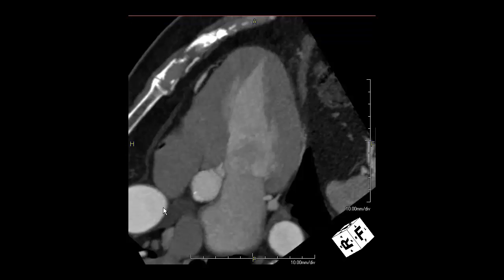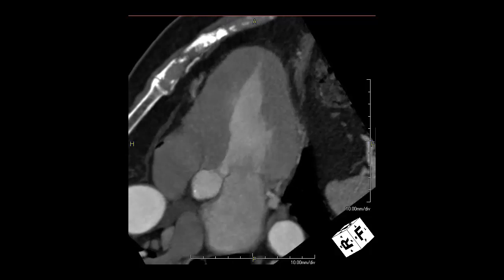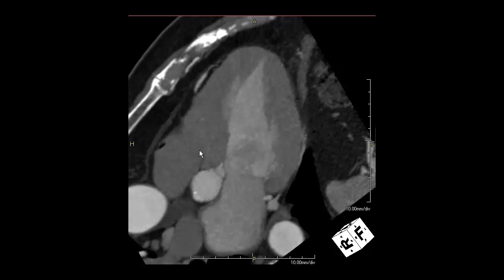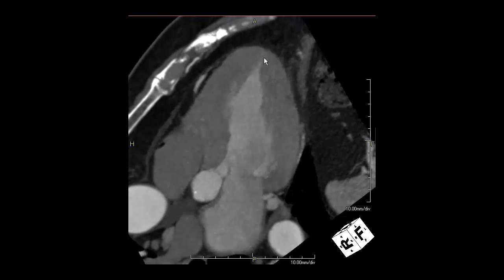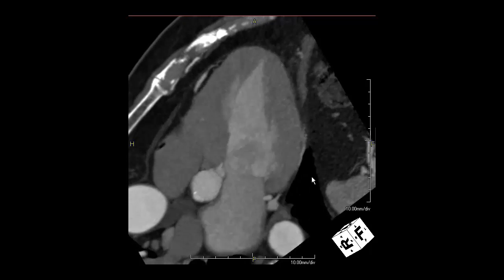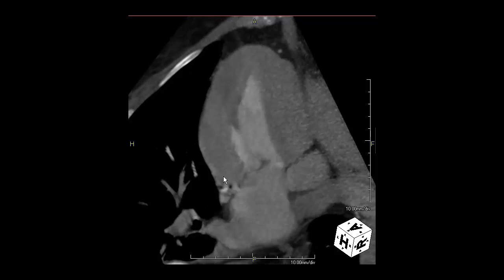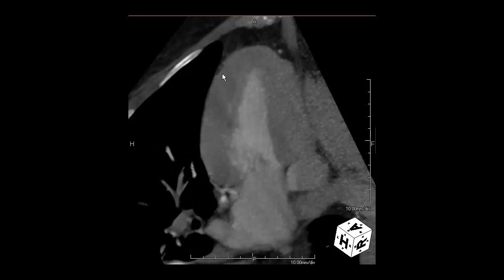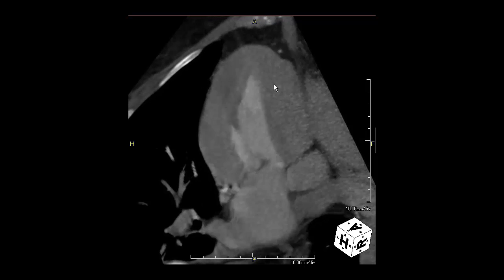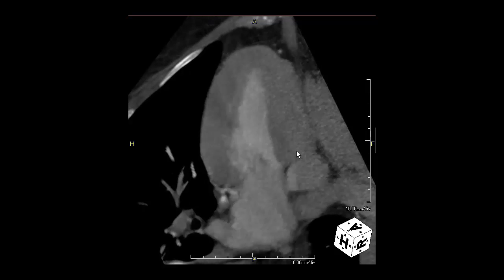We next define the left ventricular function. This is the horizontal long axis view, demonstrating the anterior wall, apex, and lateral wall. There does appear to be some concentric left ventricular hypertrophy. This is the vertical long axis demonstrating the anterior wall, apex, and inferior wall. Function appears to be normal to hyperdynamic.